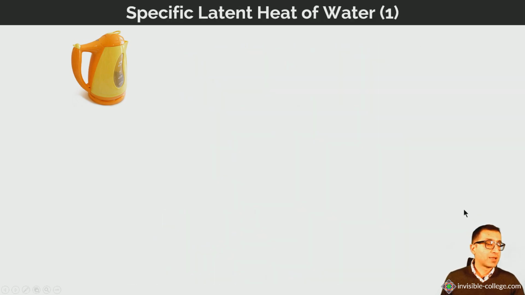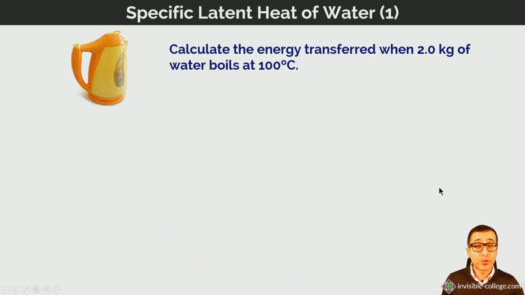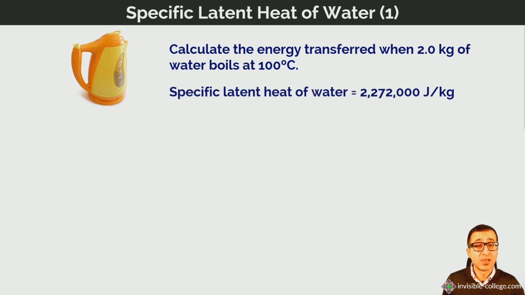So here's another one for you guys to try. Calculate the energy transferred when 2 kilograms of water boils at 100 degrees centigrade, given that the specific latent heat of vaporization of water is 2,272,000 joules per kilogram. I'm going to pause here and let you guys have a go at this for yourselves.